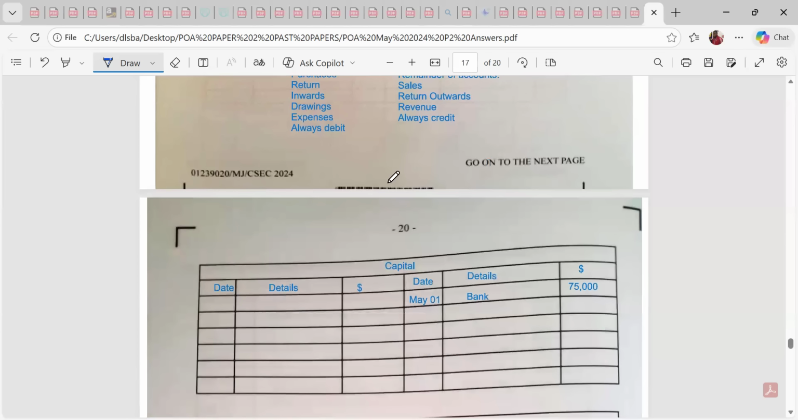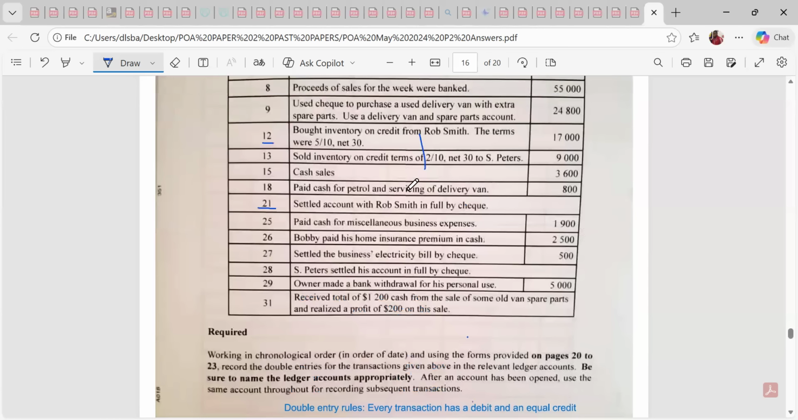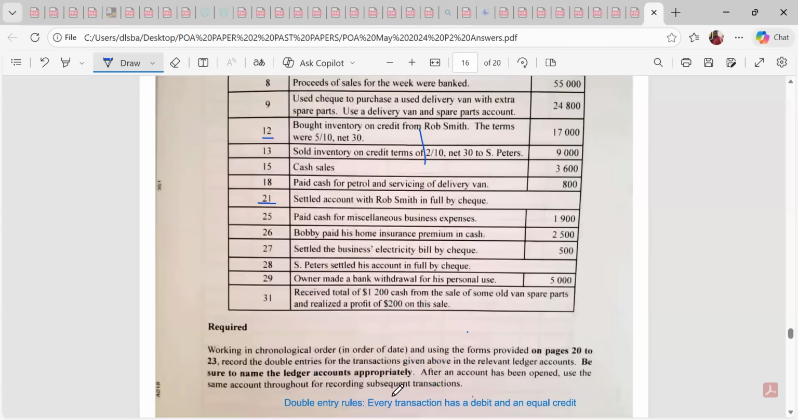That's it more or less, you know. The last one, you receive a total of 1,200 cash. Here, debit your cash. You credit the old van spare account 1,000 and you credit the profit 200.